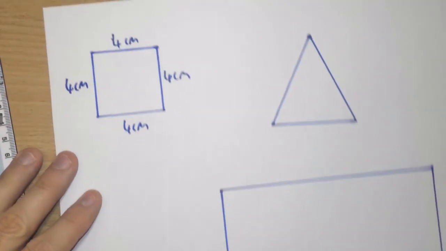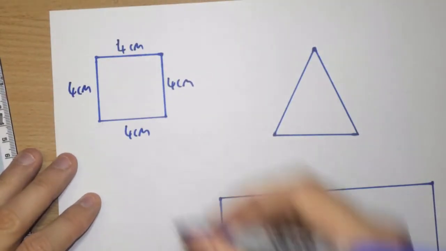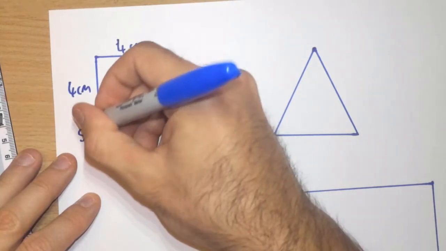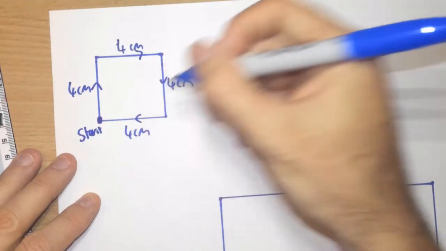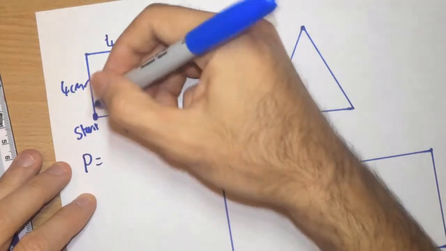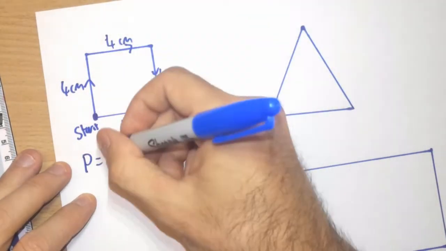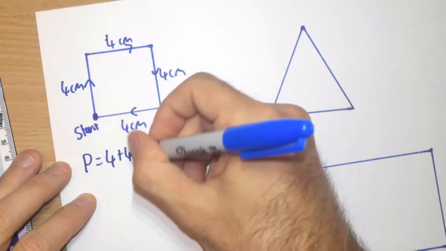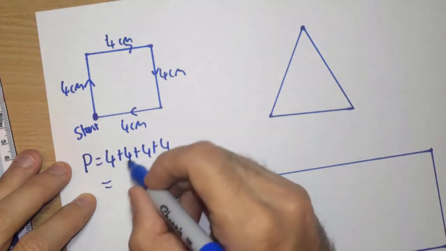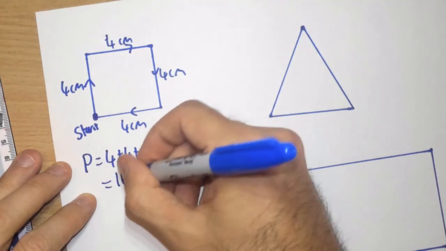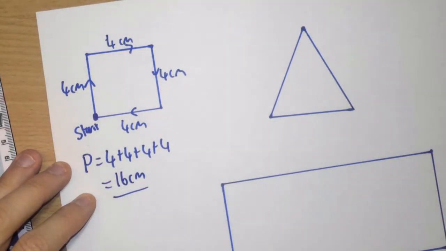So just remember that perimeter is the length around the outside of a shape. So if I'm starting down here and I go this way around the shape, the perimeter is going to be adding up all those different lengths. So it's 4 plus 4 plus 4 plus 4. When you add all of those together, 4, 8, 12, 16, and don't forget to put down your units.